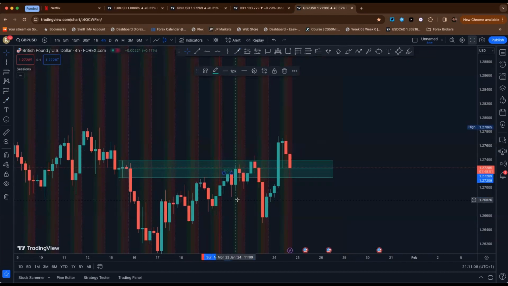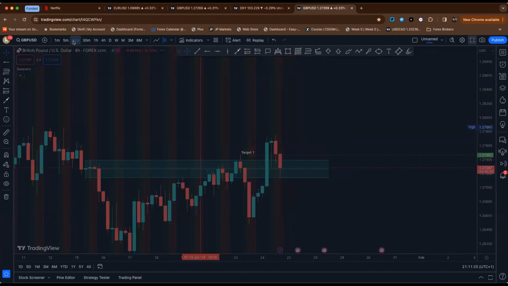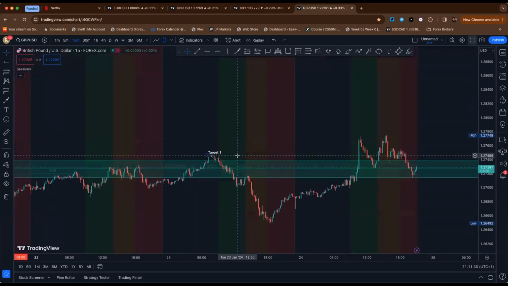BOC. Okay, this is the opportunity that we just looked at. I'll place my fib from the low to the high point. You see here it hit my first target. Let me just say target 1. Once that's done, I'll go to a lower time frame like M15 to look for a sell structure.